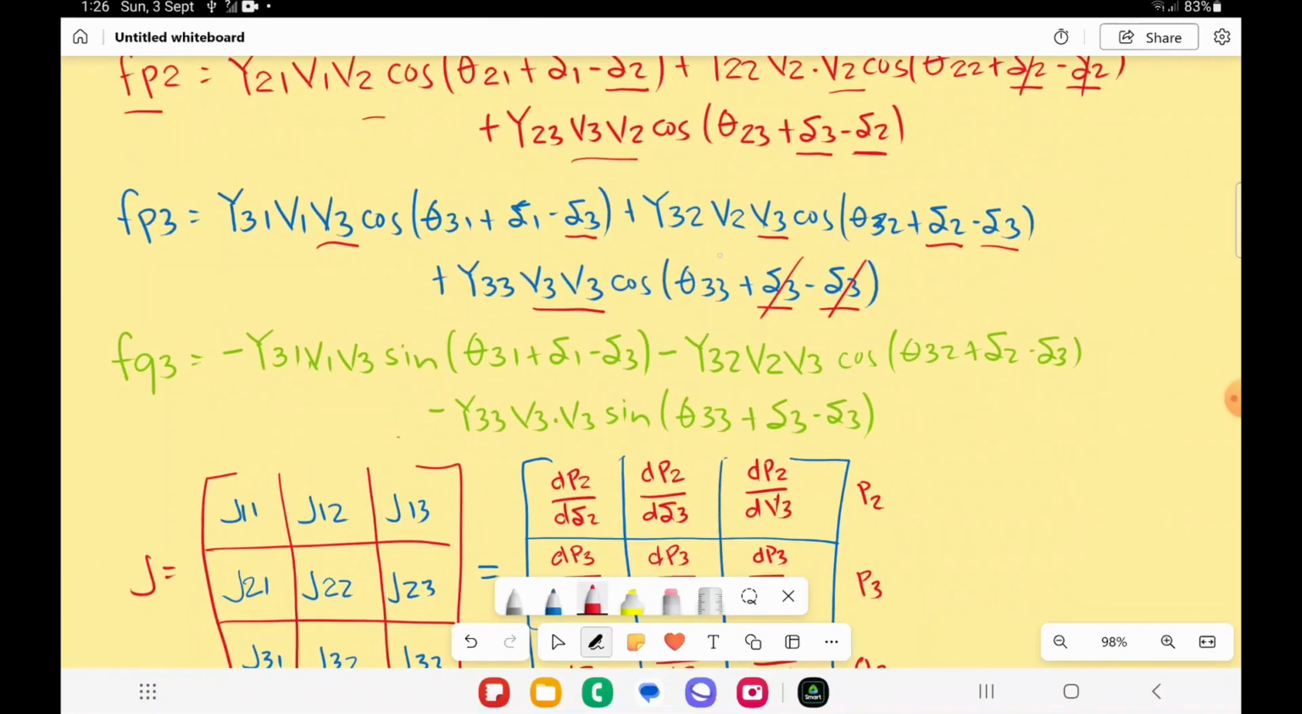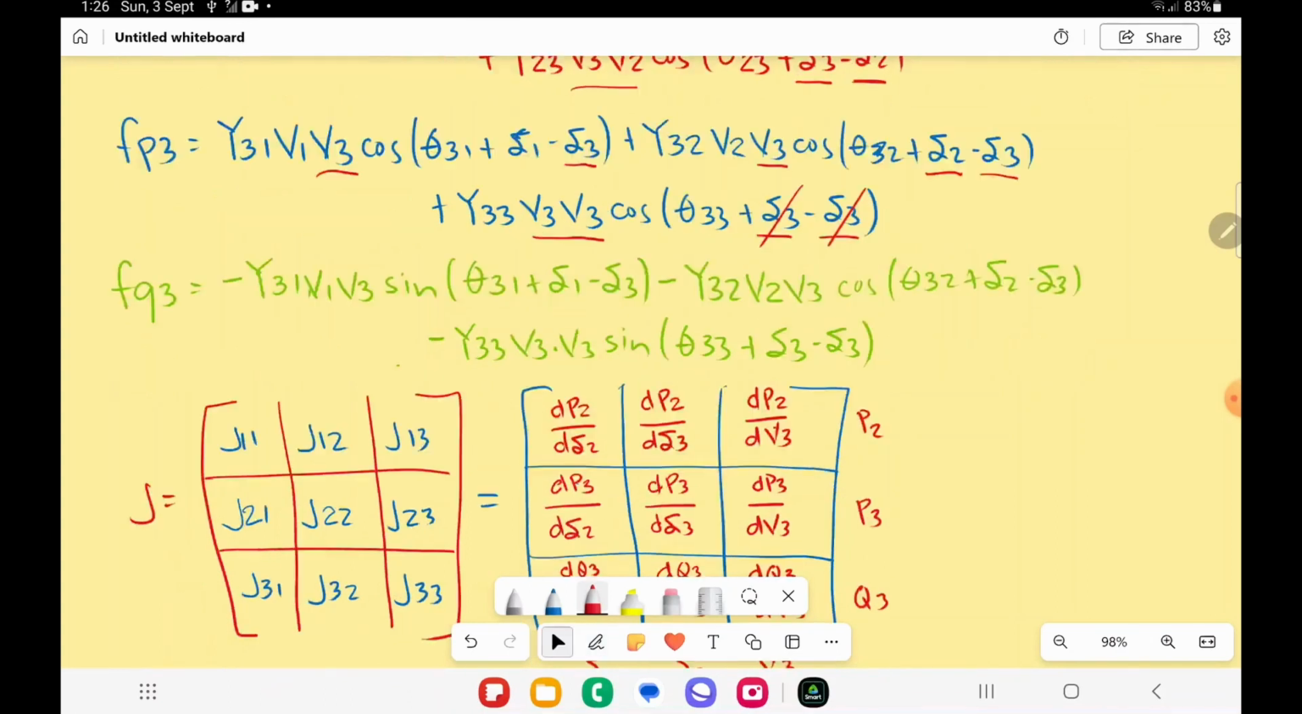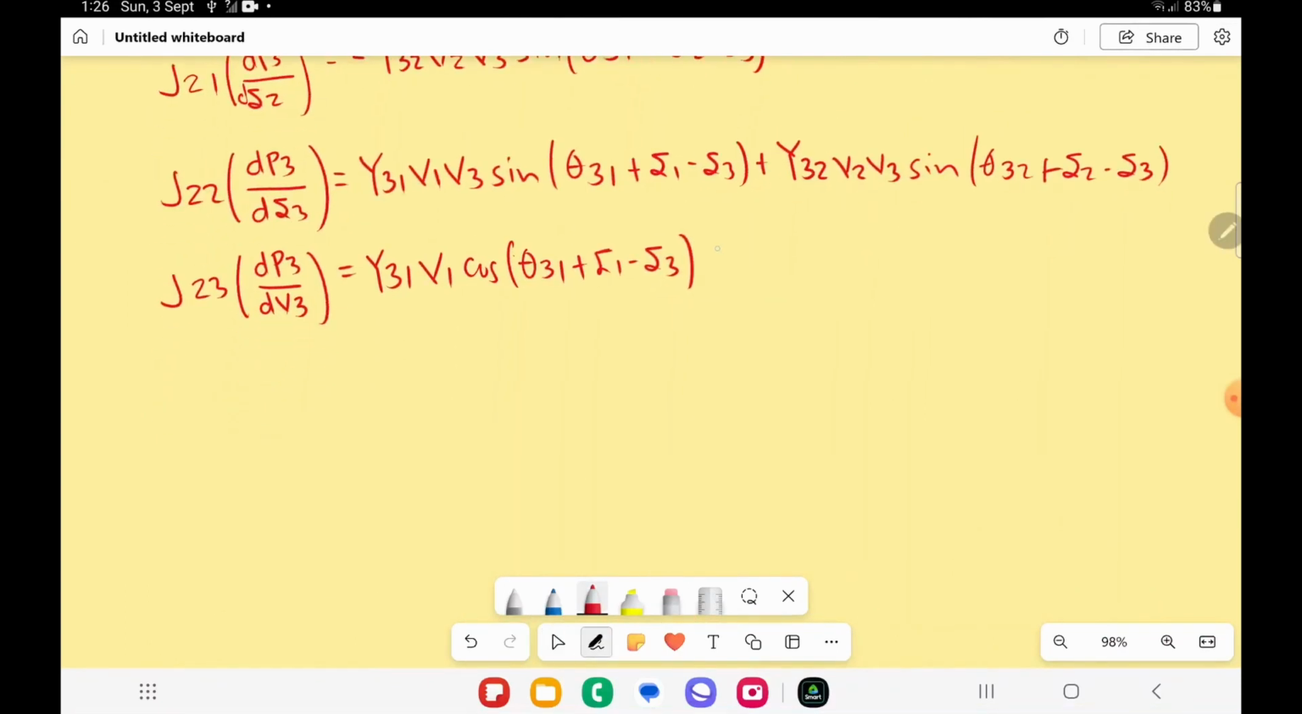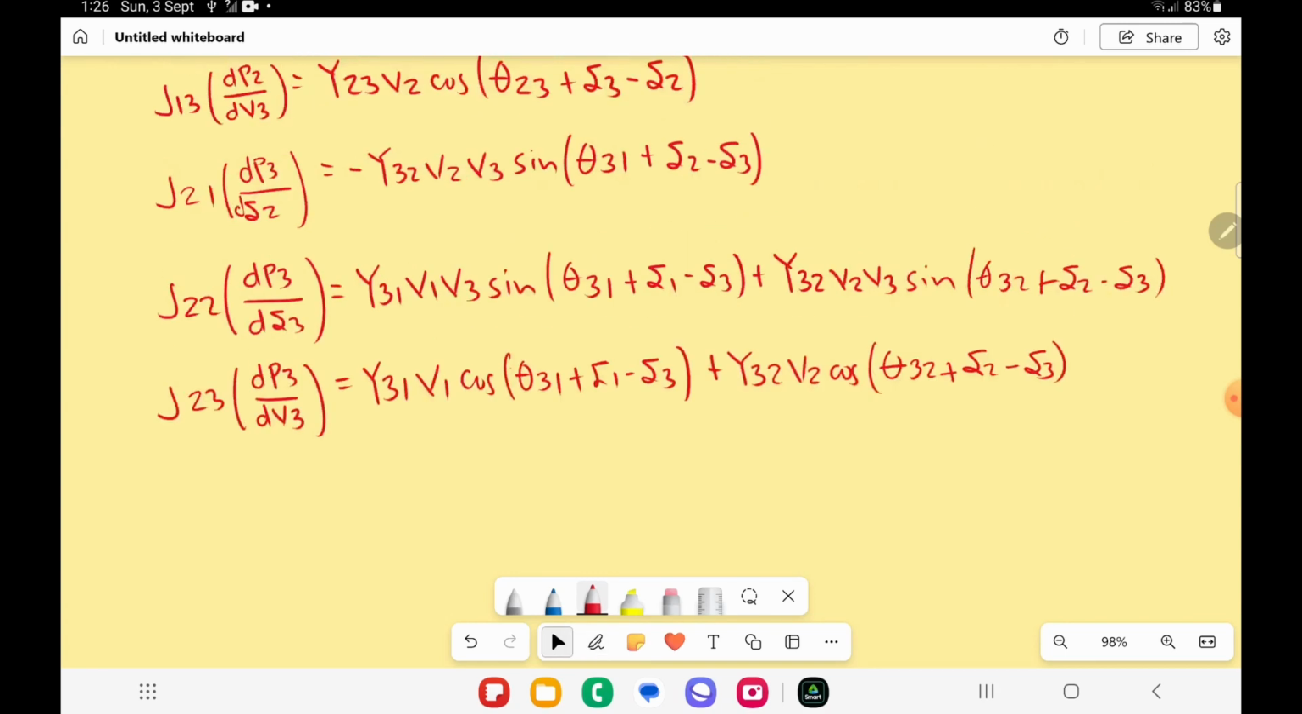So for the second term, y32 b2 cosine theta 32 plus delta 2 minus delta 3.